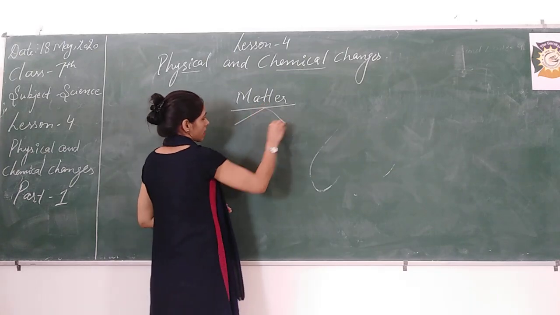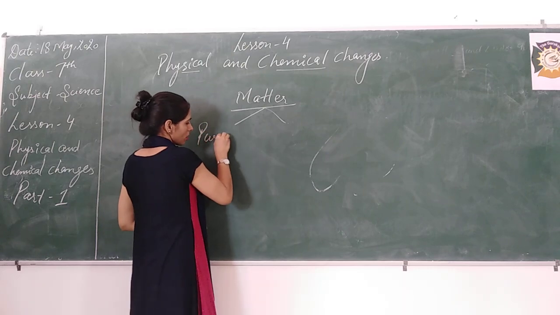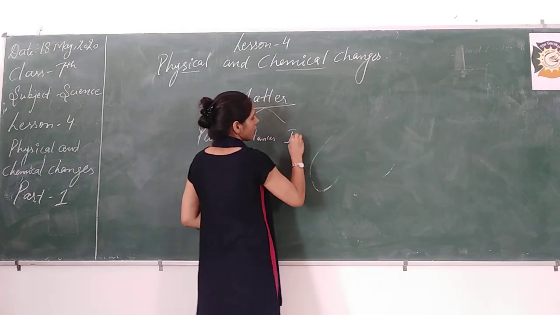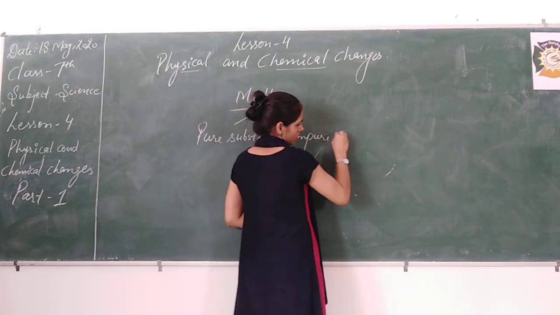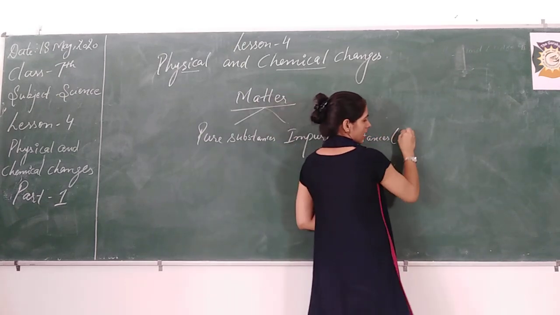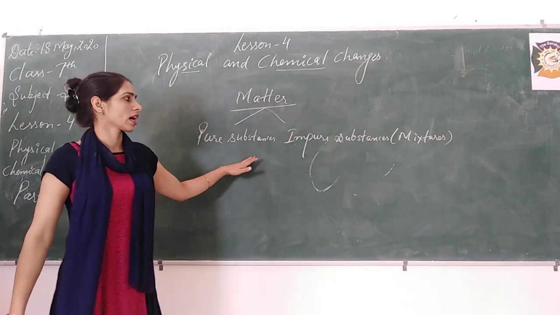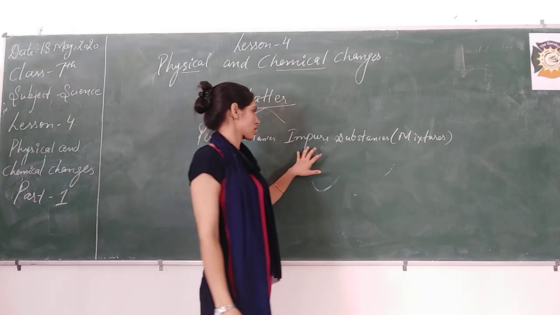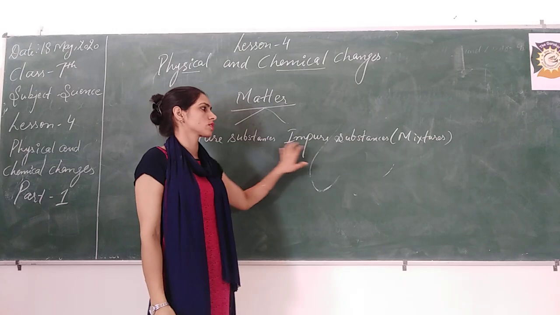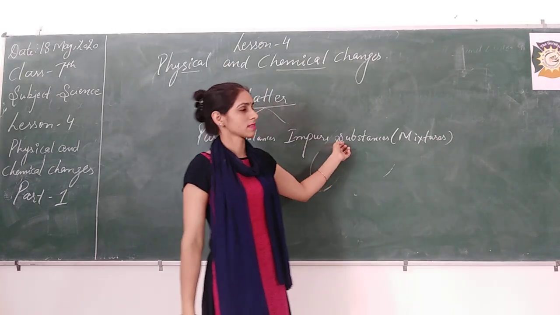But for this term substance, matter is divided in two categories, that is pure substances and impure substances, right? Impure substances we also call it mixtures. So now our main task will be to learn and to gain better understanding of these two terms. What are pure substances? What are impure substances?